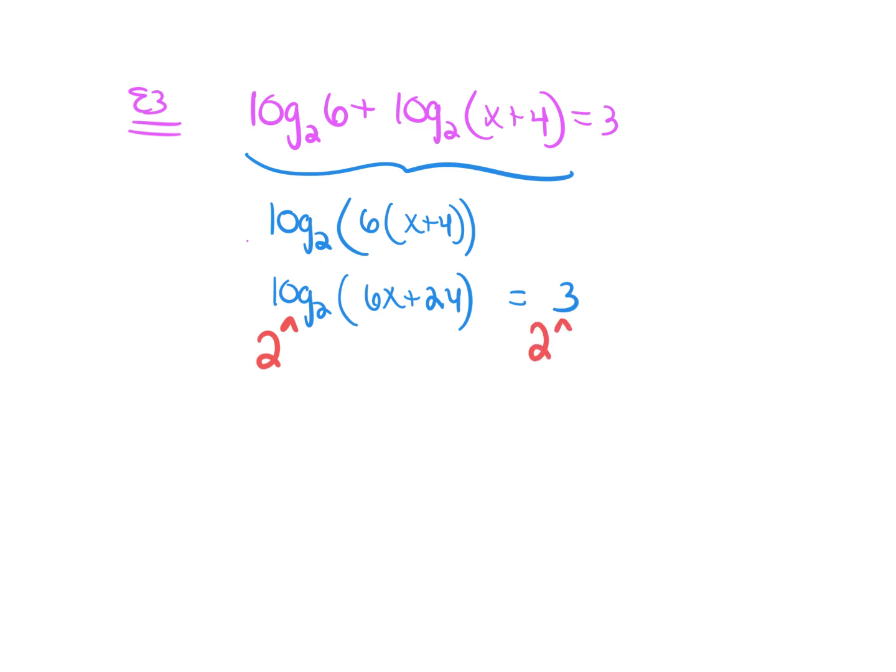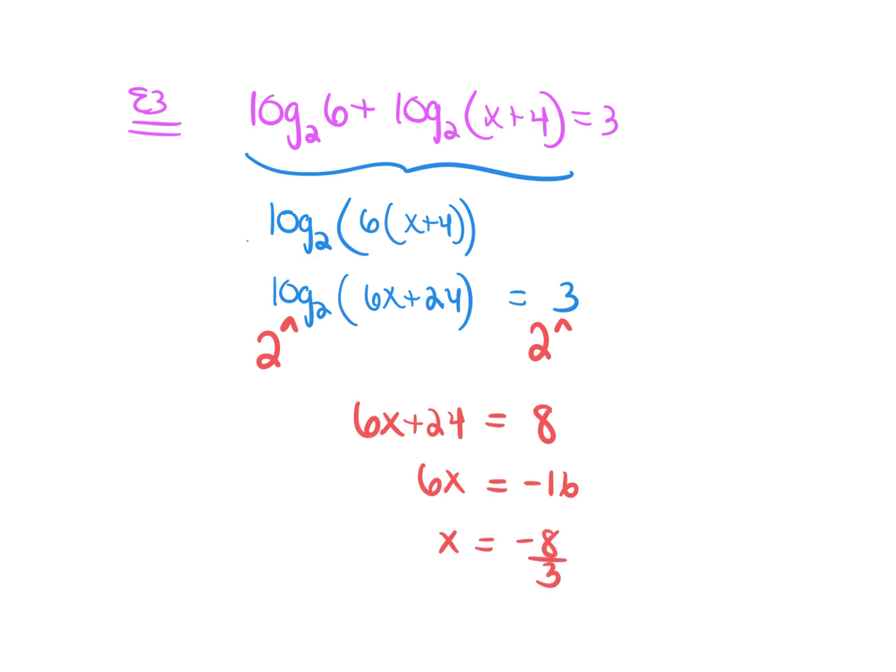So on the left-hand side, our log base 2 goes away, and we're left with 6x plus 24 because of our inverse property. And then we get 2 cubed, which is 8. And now we have a nice simple equation. 6x plus 24 equals 8. Go ahead and subtract 24 from both sides, and you end up getting negative 16. We divide both sides by 6, and that leaves me with negative 8/3.